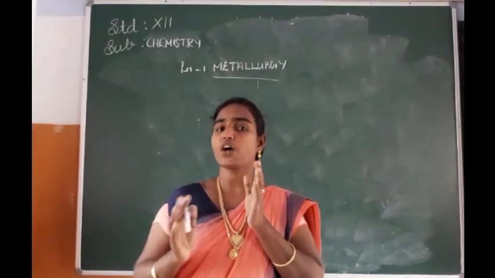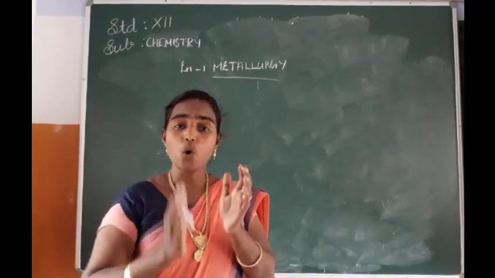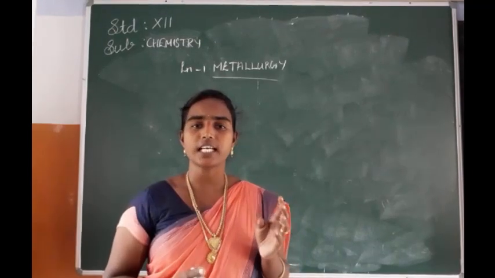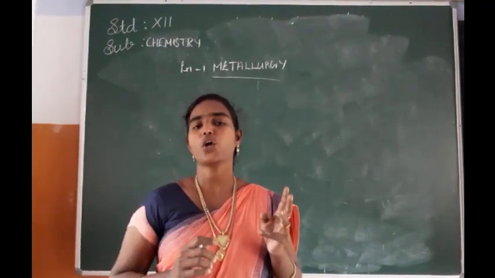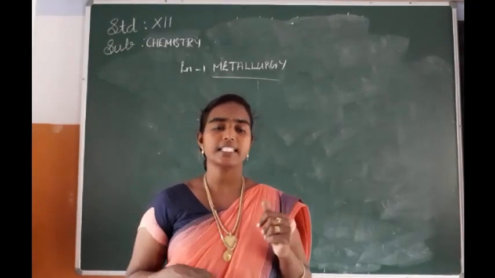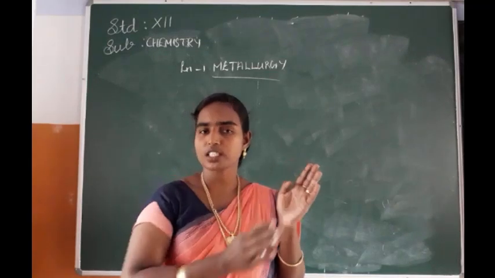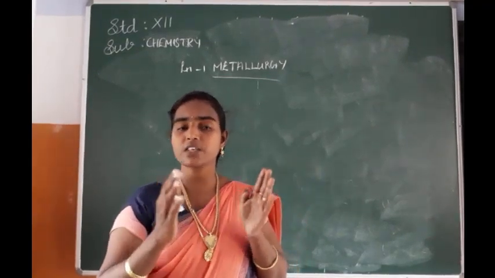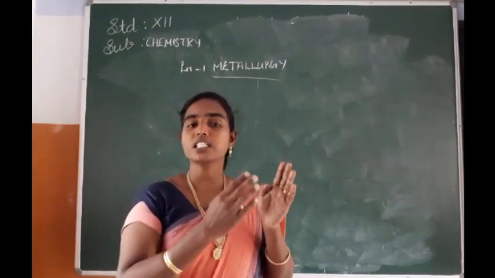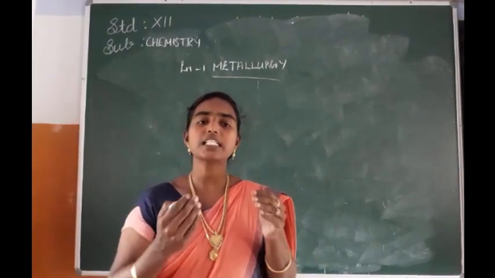Removal of gangue particles from the ore is called concentration of ore. This is done by four processes: gravity separation or hydraulic wash, froth flotation, leaching, and magnetic separation. The first one, gravity separation, is for oxide ore; depending on specific gravity, we can purify the ore. The second method is froth flotation, suitable for sulfide ore. The third method is leaching.